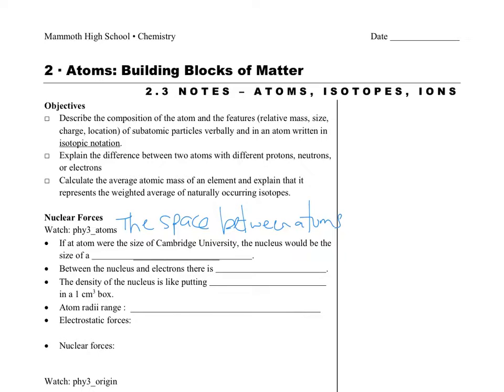Now that you've watched the video, we know that if you picture an atom the size of the Cambridge University courtyard, then the nucleus itself would be the size of a grain of sand. I don't remember if it was sand or rice now, but sand or rice. And in between the nucleus and the electrons, there's essentially nothing. There's empty space. And that's kind of fascinating.